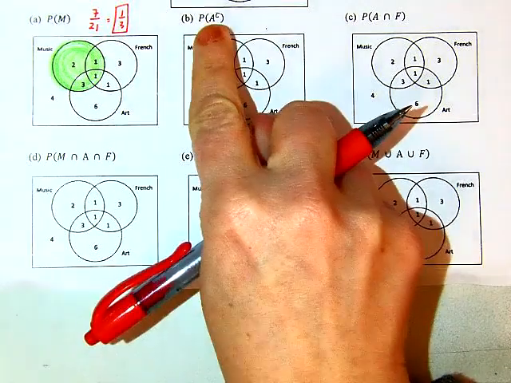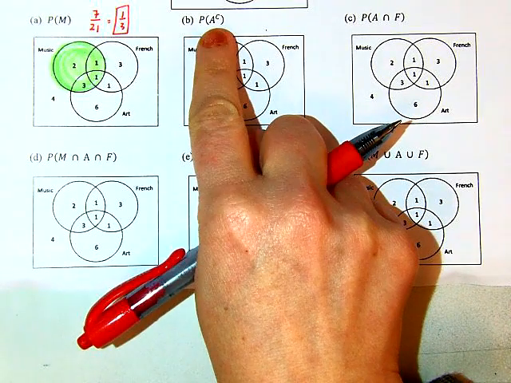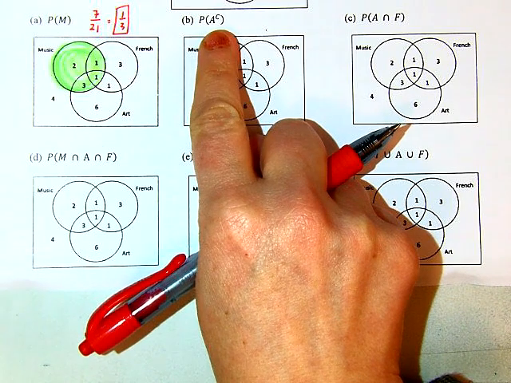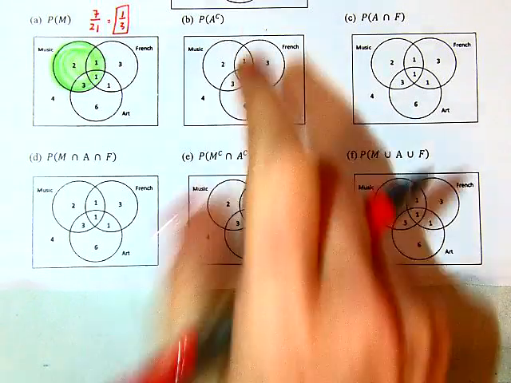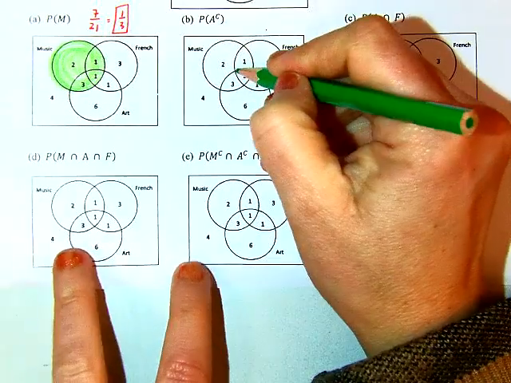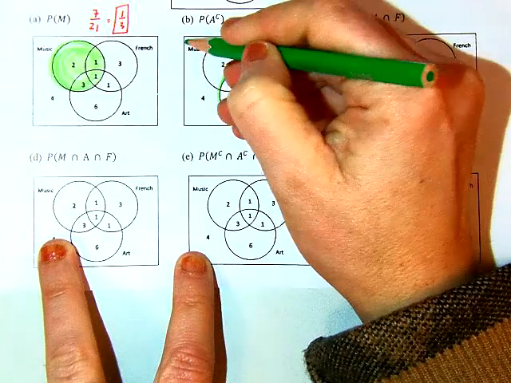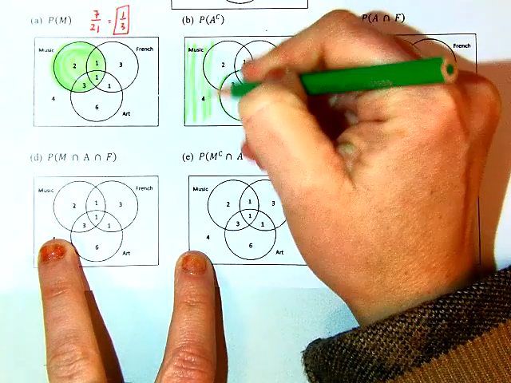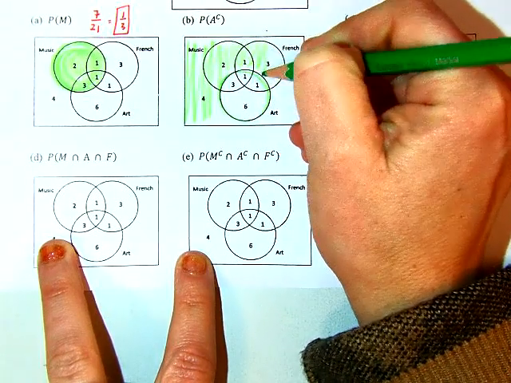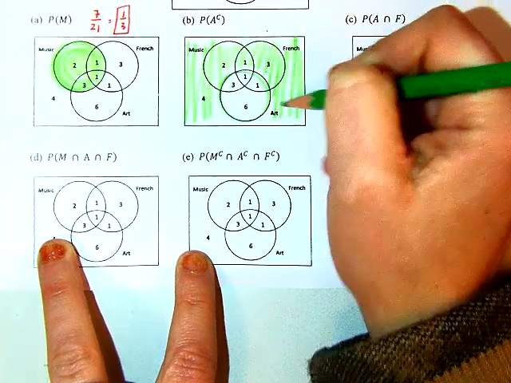Okay, next one here, we're saying the complement of them studying art. So they do not study art. So I'm looking at this circle here, and I'm really keeping out of it, right? I'm looking for anyone else. They can study anything. They just can't study art.